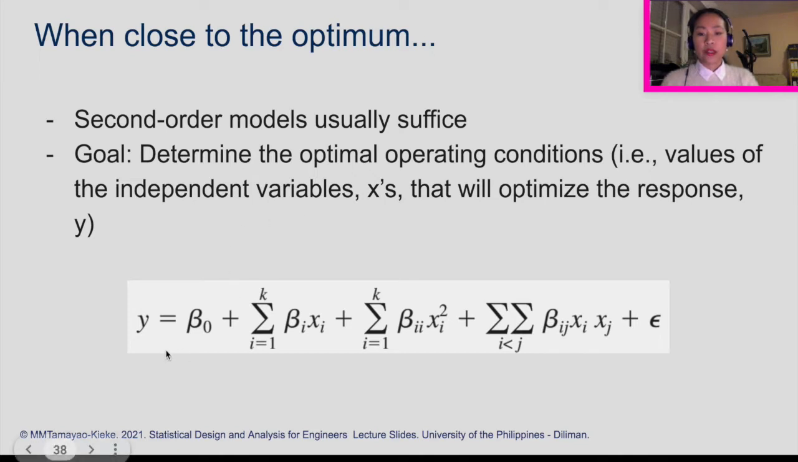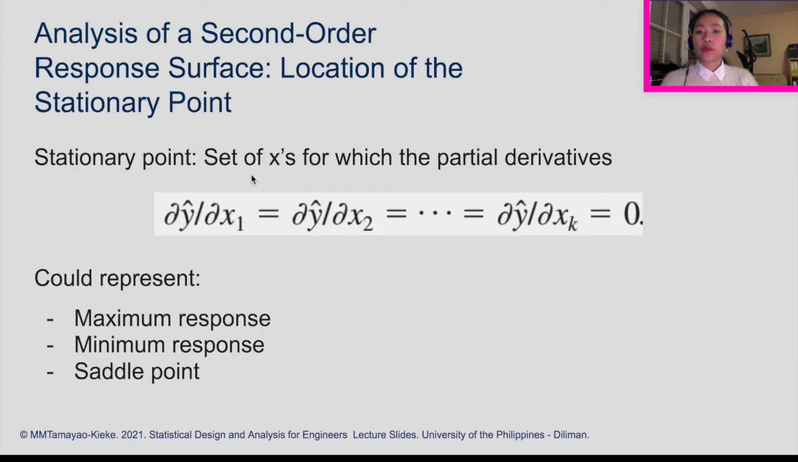So this is the general form of a second order model. Okay, so you have the quadratic terms and the interaction terms added to the linear ones. So as I said, after you fit the model, you can start analyzing the model and locate the stationary point. Okay, so the stationary point is basically the set of x's for which the partial derivatives are equal to 0.